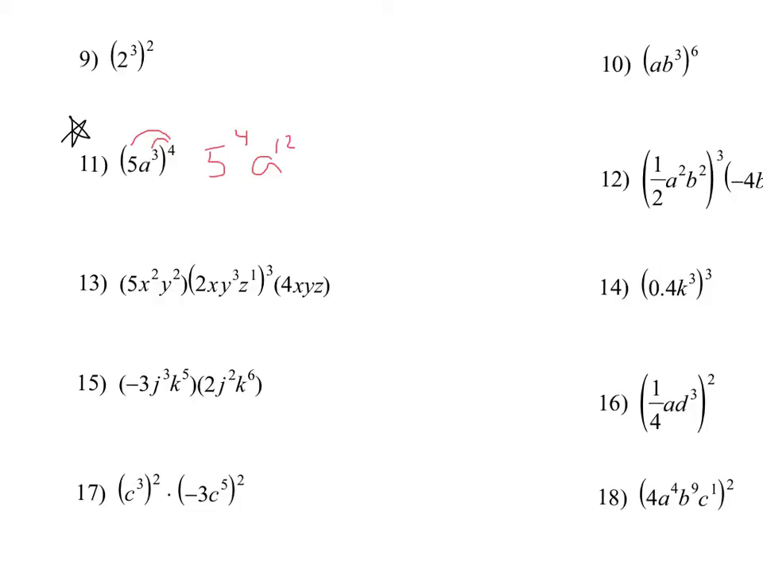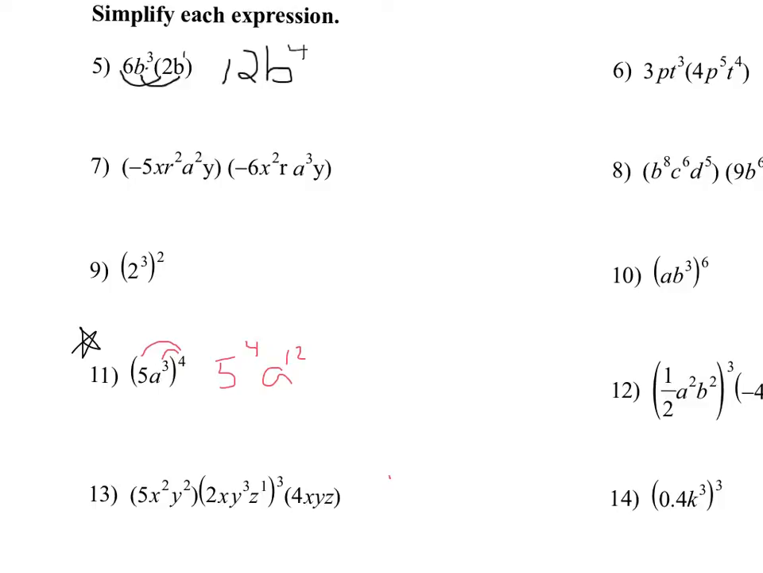Now again, remember before when we were multiplying, we added exponents. So up here we added these exponents because the bases were being multiplied, and down here when we have a power raised to another power, you multiply exponents. So keep that in mind. Now it's up to you at this point if you want to go ahead and calculate 5 to the 4th power. So you could also write 625 a to the 12th, but I would take either.